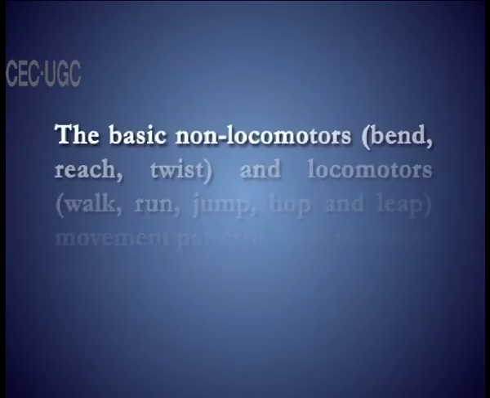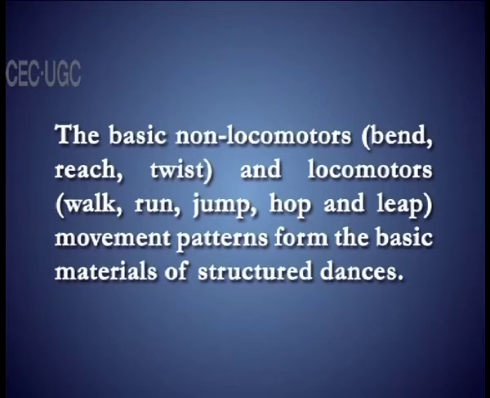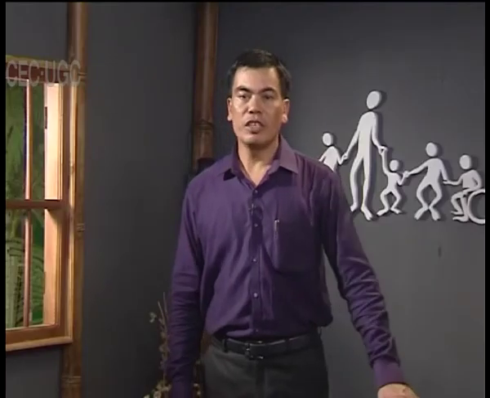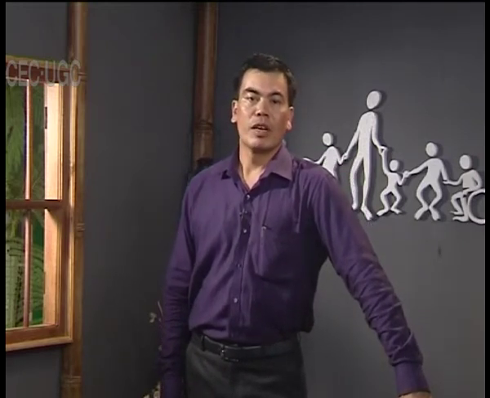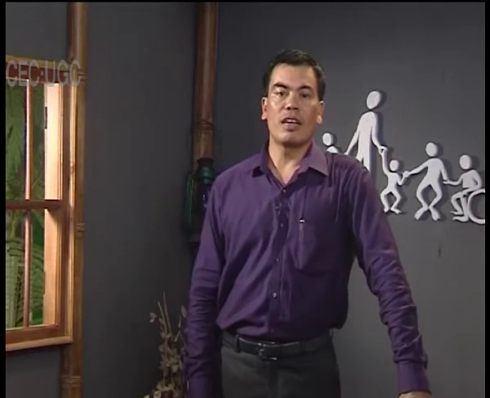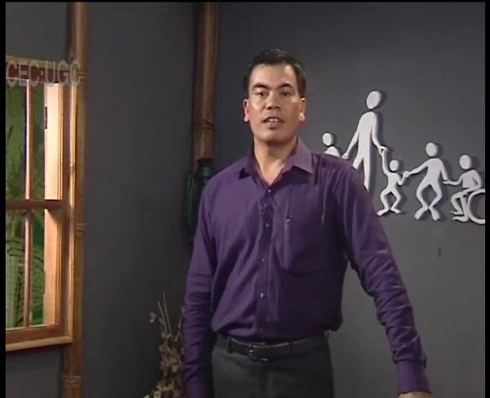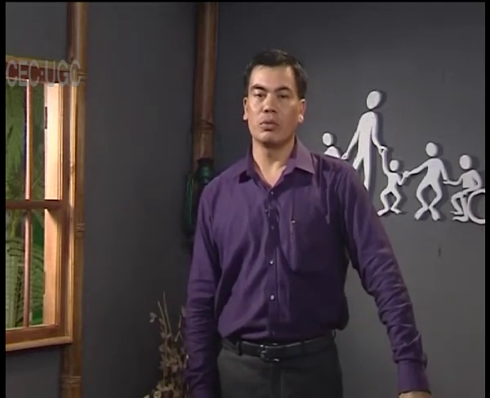Content of this subtheme: the basic non-locomotor movements bend, reach, twist, and the locomotor movements walk, jump, run, hop, and lift form the basic materials of structured dance. Combinations of these locomotor movements produce the gallop, slide, and skip. Many references for folk dance classify the dances according to the basic steps used.